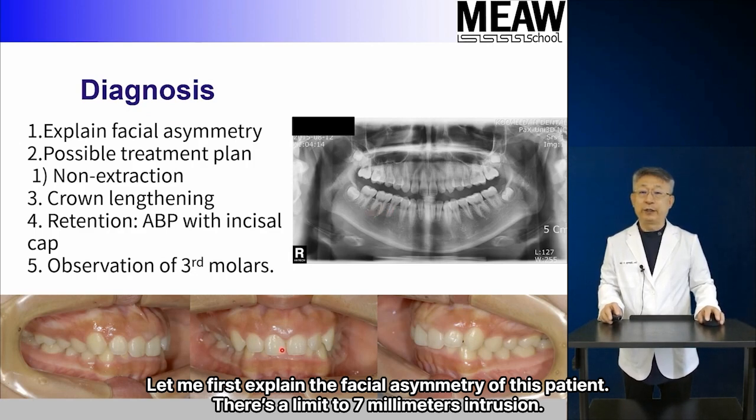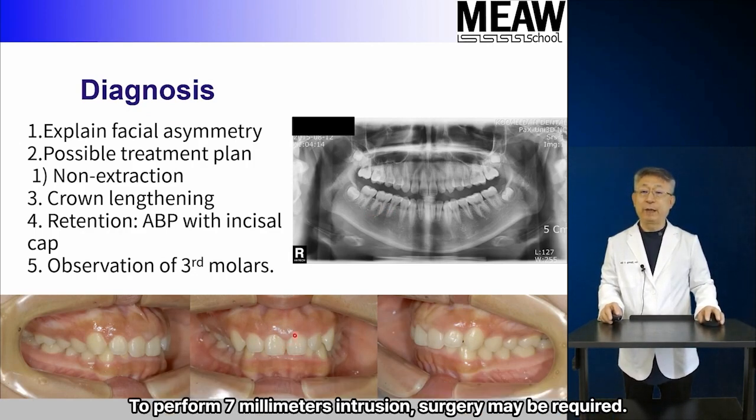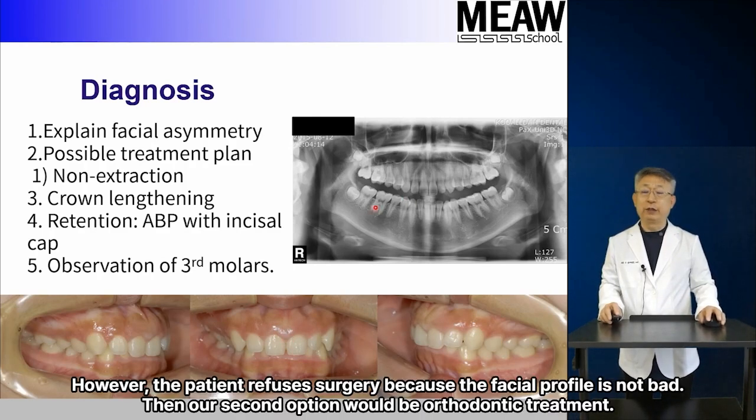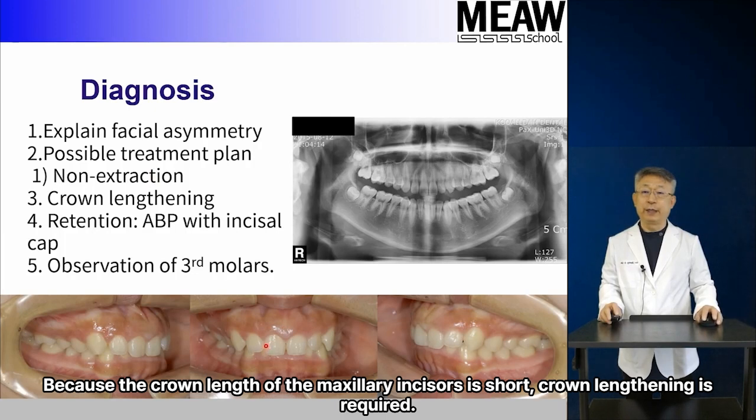There's a limit to 7 millimeters intrusion. To perform 7 millimeters intrusion, surgery may be required. However, the patient refuses surgery because the facial profile is not bad. Then our second option would be orthodontic treatment. Because the crown length of the maxillary incisors is short, crown lengthening is required.